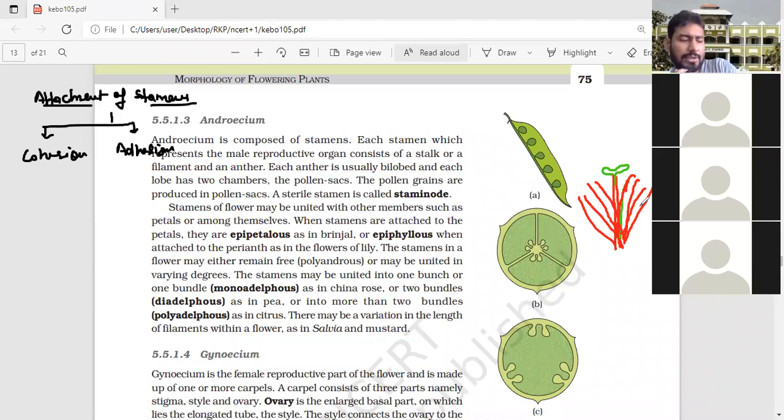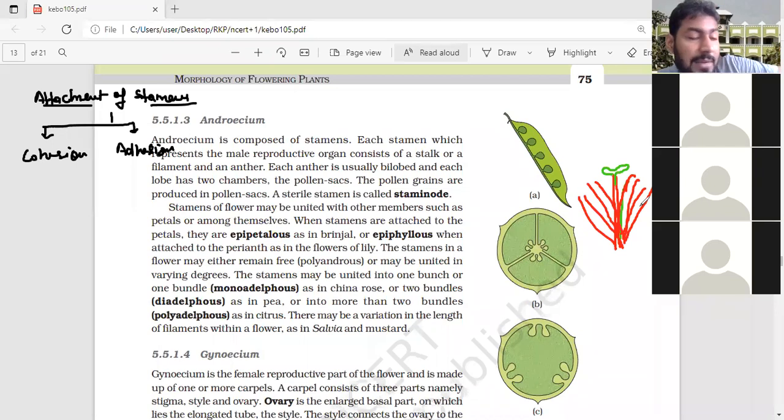What is the meaning of cohesion? You already studied cohesive force and adhesive force. Cohesive force means the force between two molecules of the same type. Adhesive force means the force created between two different types of molecules.